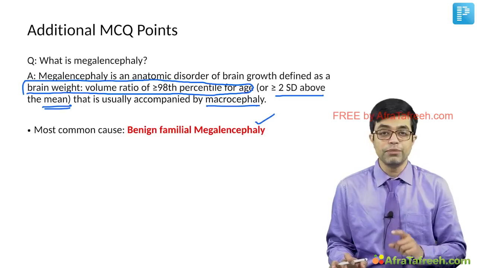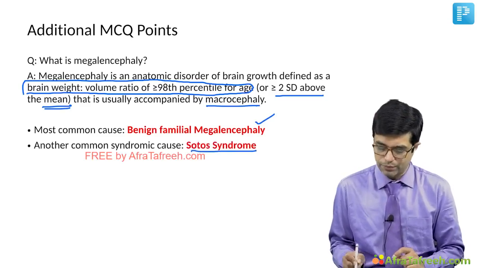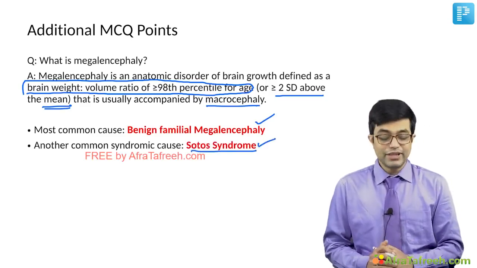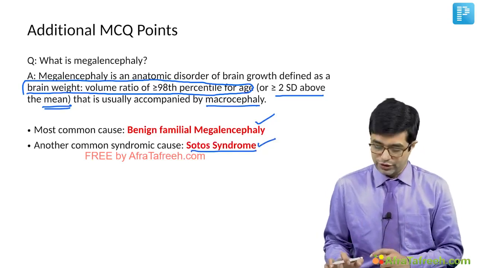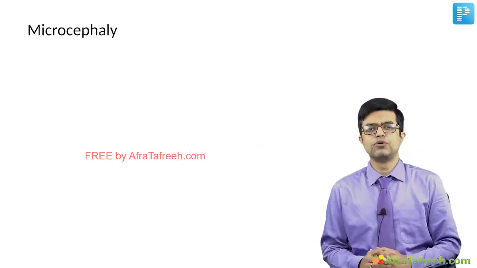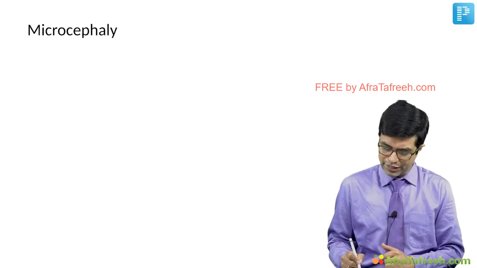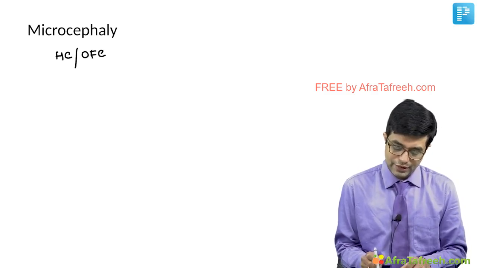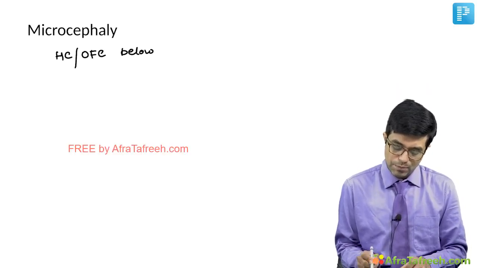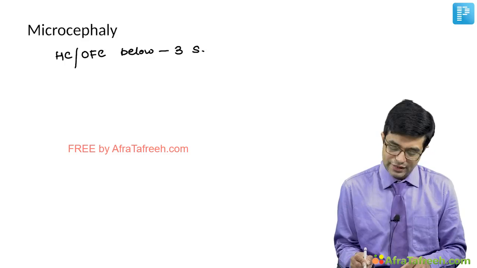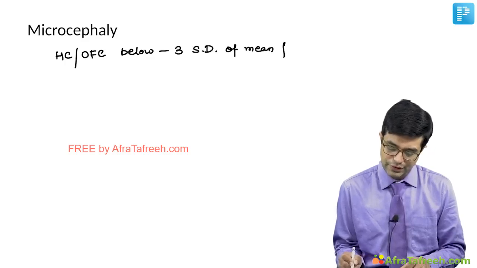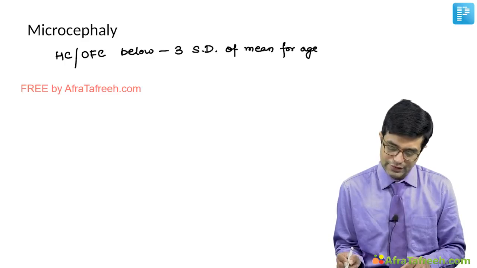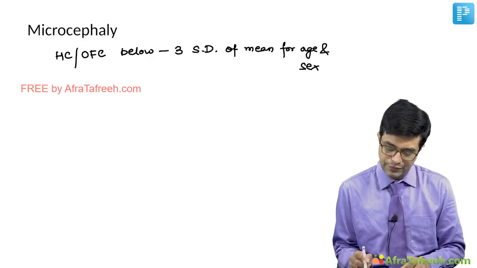Another important syndromic cause is Sotos syndrome. So these are the MCQ points related to macrocephaly. Next we come to microcephaly. Now what is microcephaly? Microcephaly is defined as head circumference or occipitofrontal circumference below -3 standard deviations of the mean for age as well as sex, that is gender.